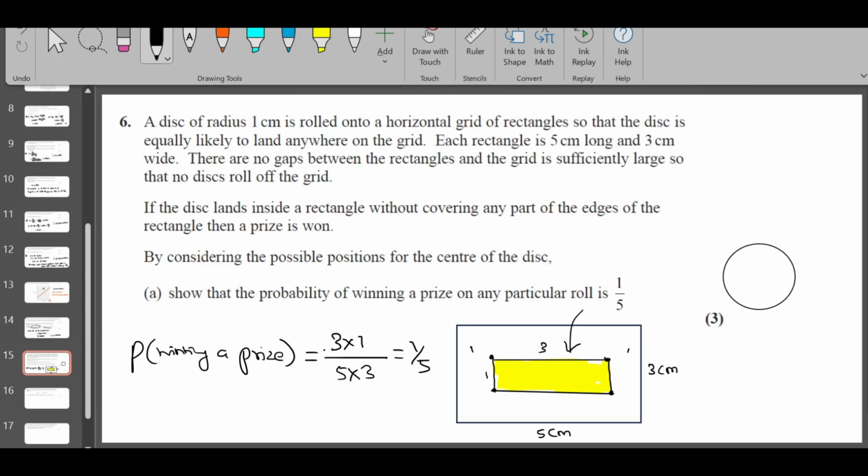But it's a 3-mark question. If you just write this, you won't get 3 marks. You need to write why you have written this. You need to write a sentence mentioning that the center of the disc must land 1 centimeter from each side of the rectangle. And then you draw this little figure and find the probability. That's all, just a 3-mark question.